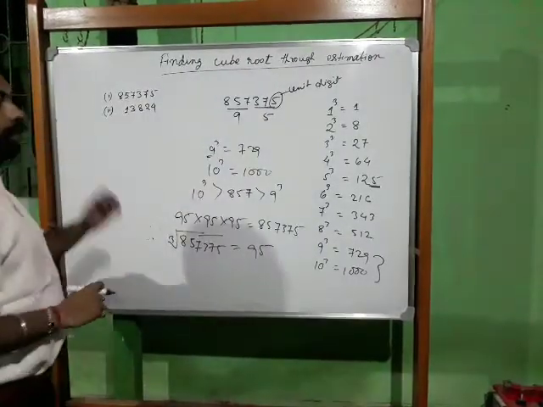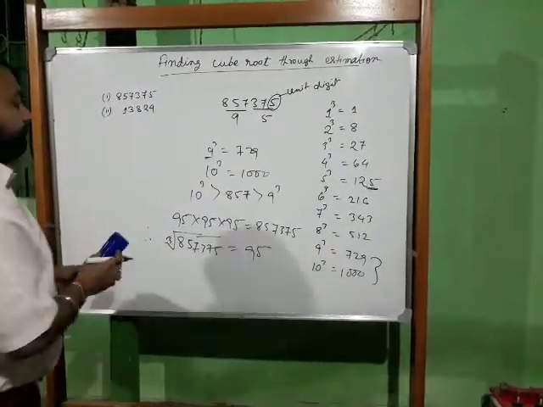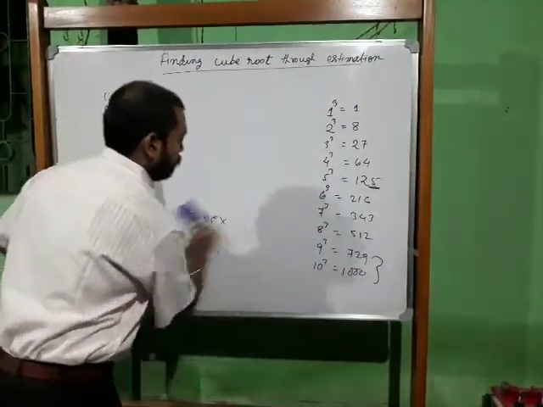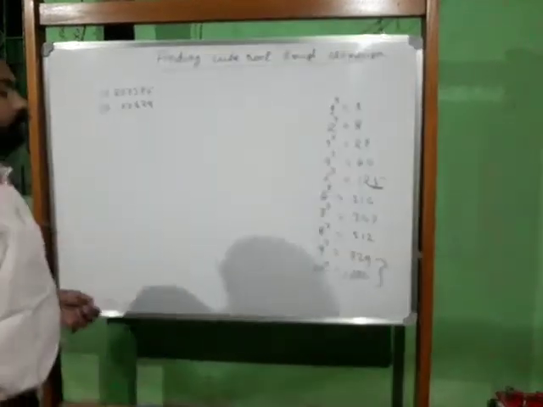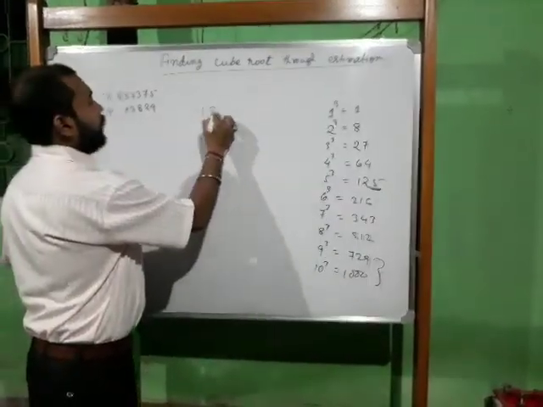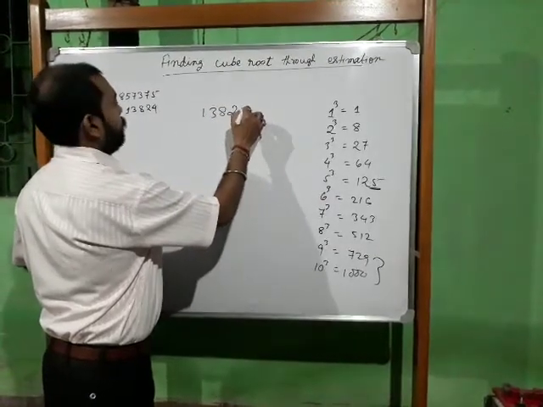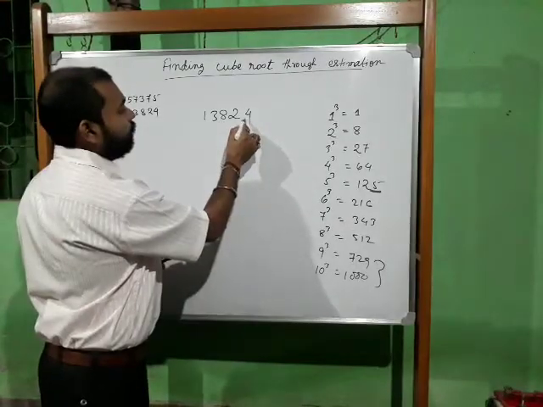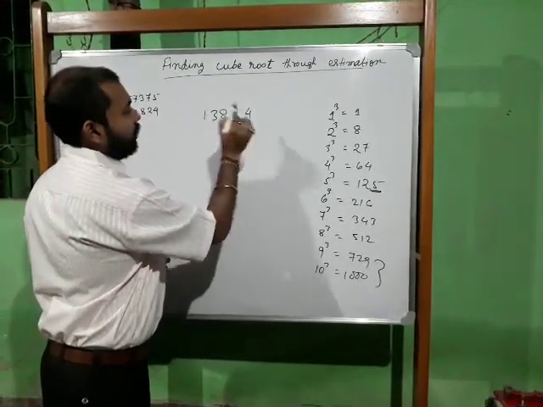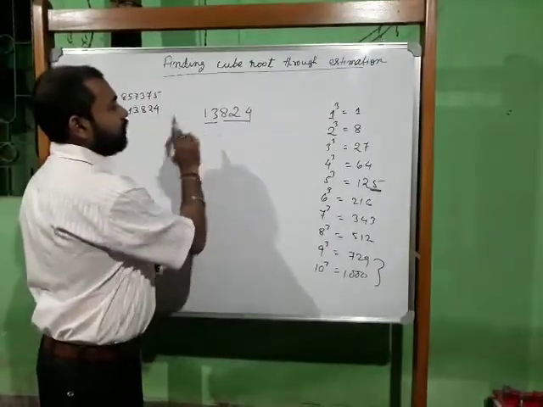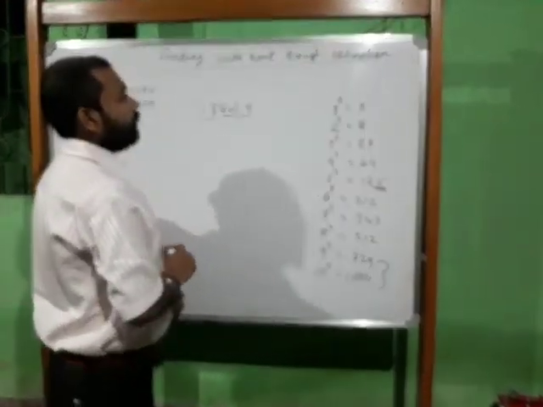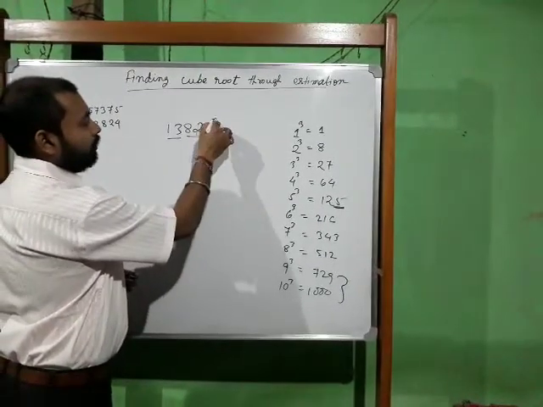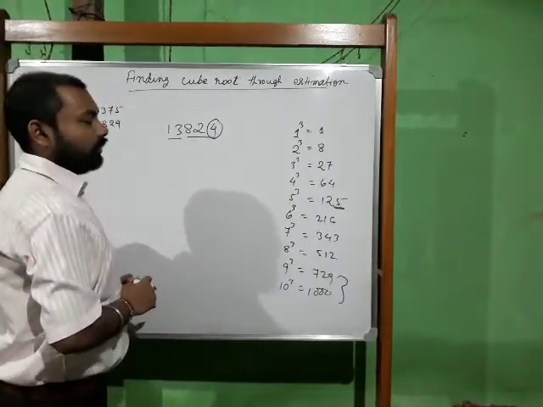Let us take one more example, then it will be clear to you. 13824. What the rule says is, at first you make pairs. Pairing should be done from the last, taking 3 digits together. So this is one pair and this is the second pair. First we check the unit digit. The last digit is 4, so the unit digit is 4.